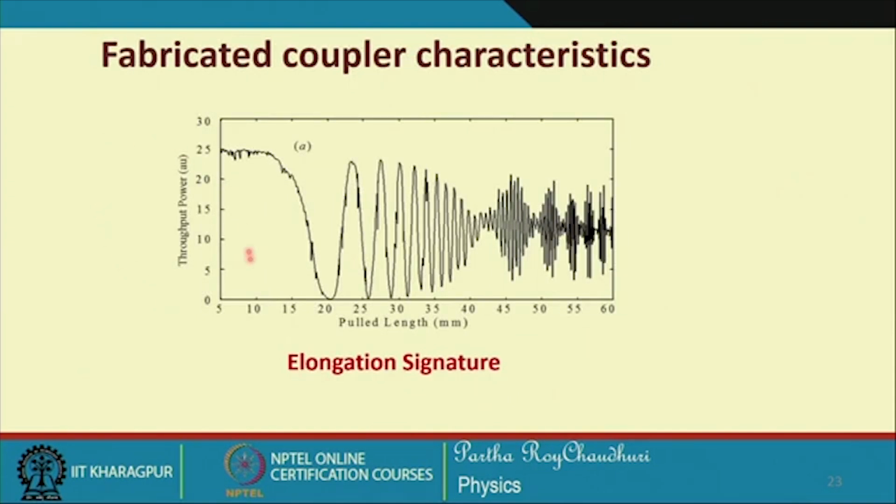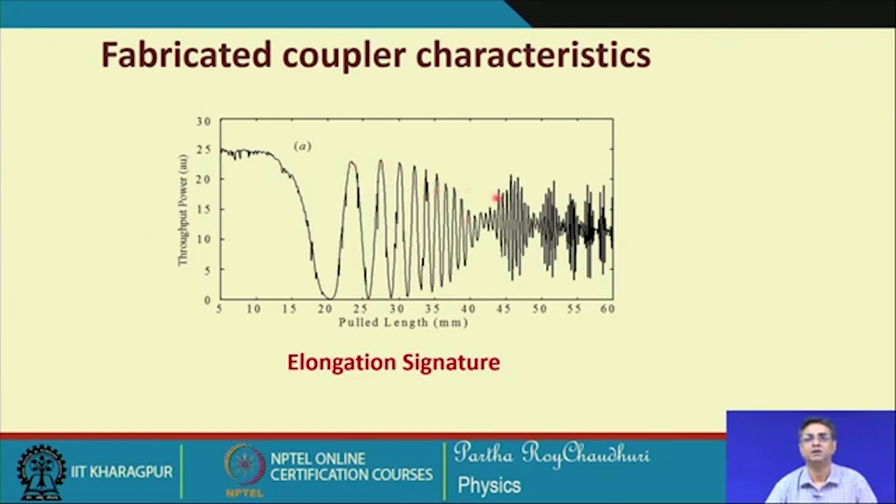When you fabricate with the real time monitoring system, you can see the coupling signature. If you monitor one of the output ports, that is the transmitted port, initially you have the maximum power, then it falls and becomes 0. Of course, at that time the coupled power must have been maximum. When the transmitted power is 0, then again it becomes maximum, minimum, and then you have a periodic bunching of the power.